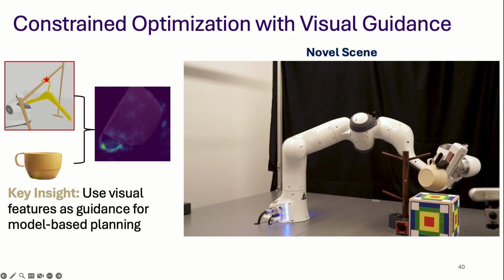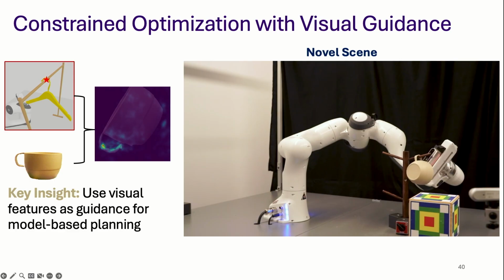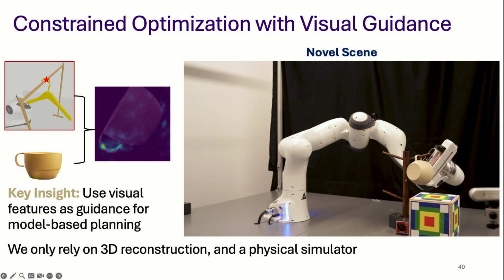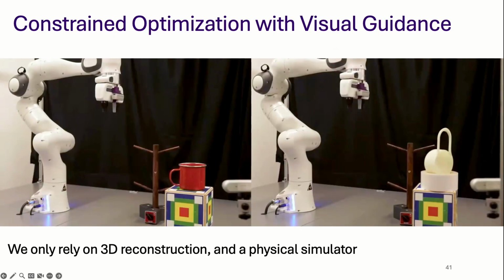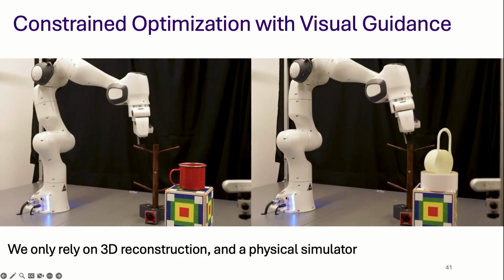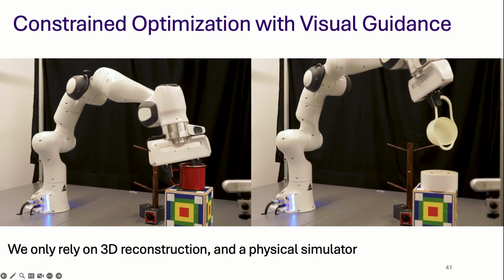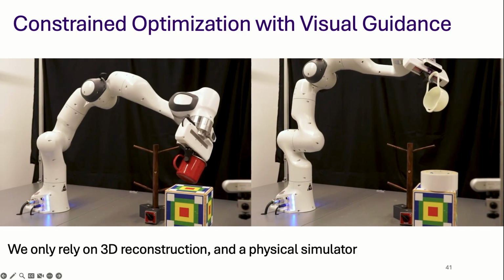Such a system can generalize from that single example, perceive the novel scene of a different object, and apply the same skill to that. All of this relies on 3D reconstruction of the object so that we can get its geometric shape. And second, it relies on a physical model that allows us to simulate the rigid body dynamics so that we can test whether a particular hanging motion is stable or not. This allows you to generalize to all different kinds of objects, including different kinds of mugs or different kinds of measuring cups.